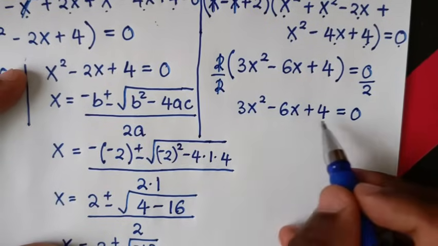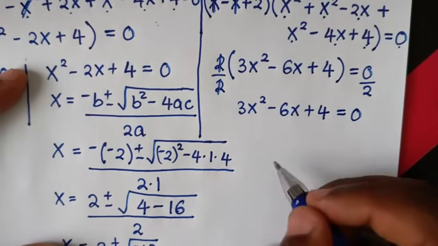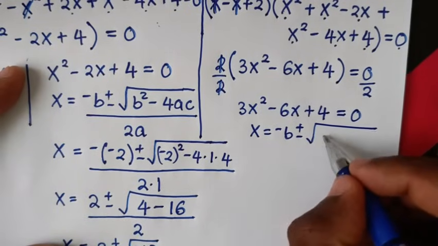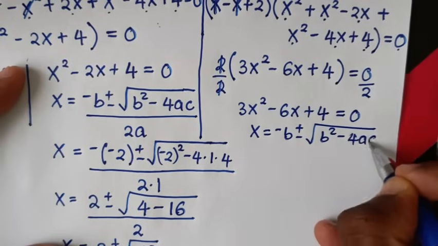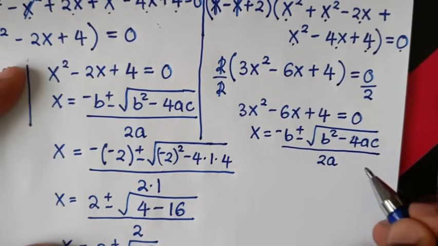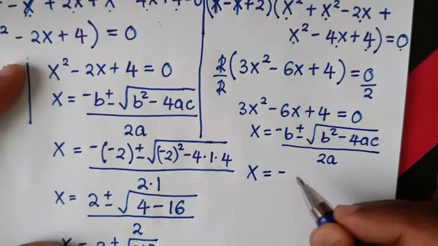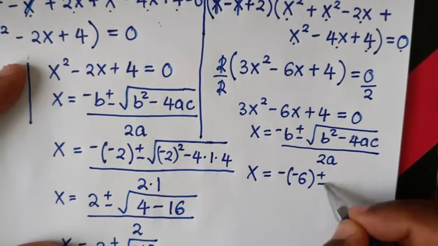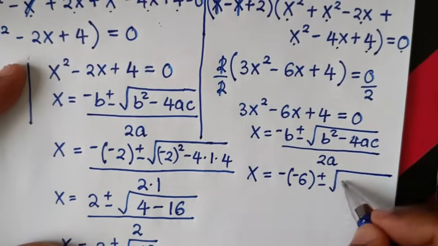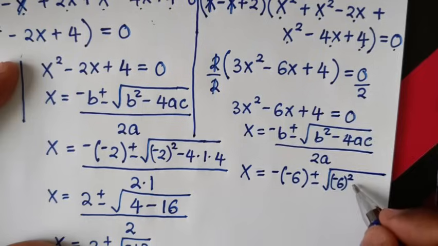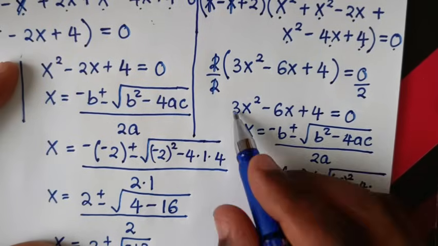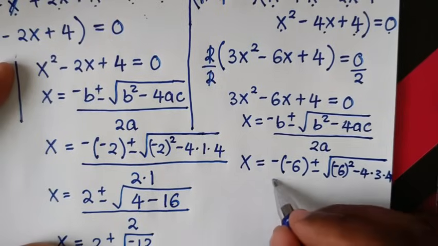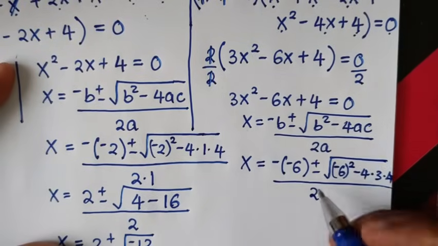Then to solve this quadratic equation, we'll solve by using the quadratic formula. From the quadratic formula, x is equal to negative b plus or minus square root of b squared minus 4ac, over 2a. So it will be x is equal to negative b, which is negative 6, so it will be (negative 6) plus or minus square root of b squared, which is (negative 6) squared, then minus 4 times a, which is 3, times c, which is 4, then over 2 times a, which is 3.